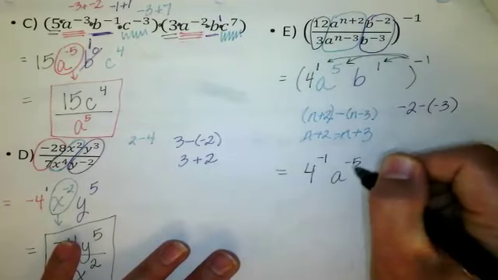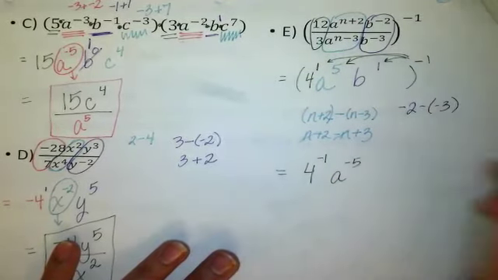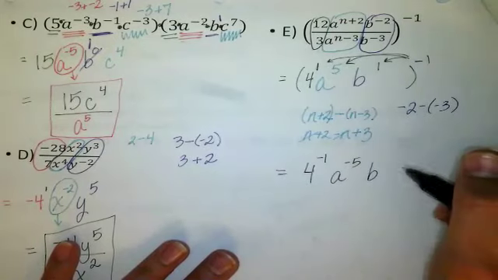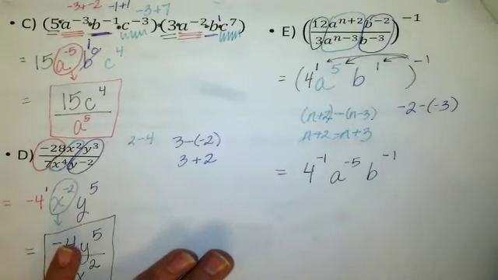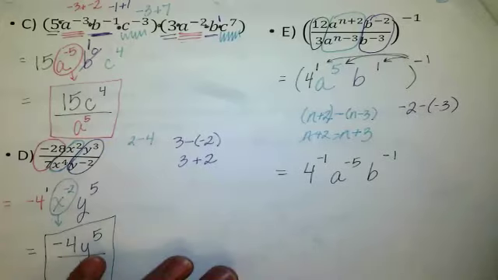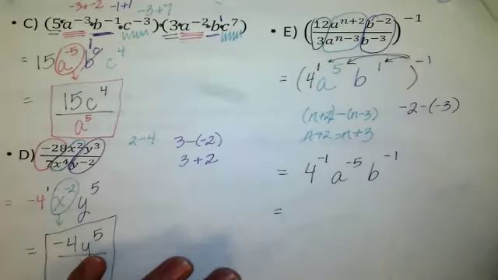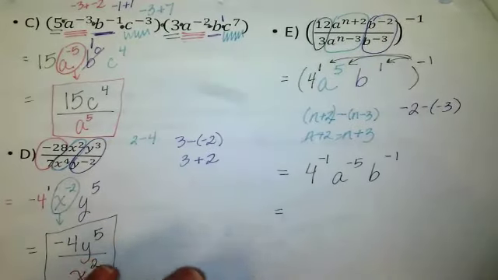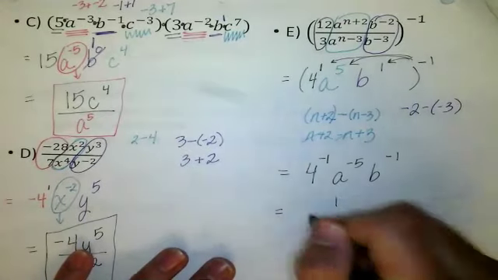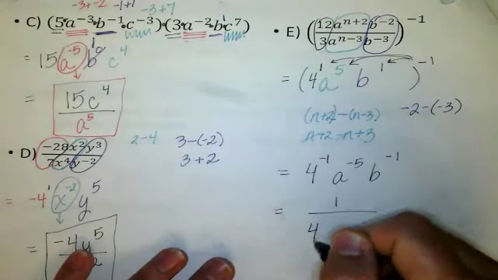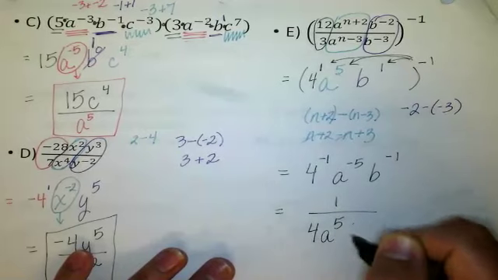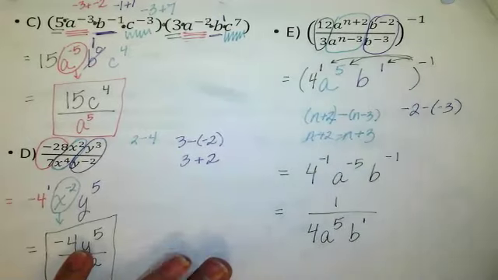And then a to what power? A to the negative 5. Good. 5 times negative 1 is negative 5. And then b to the negative 1. Okay. They all move to the denominator because they're all unhappy. All right. Good. So 1 over 4, a to the happy 5, b to the happy 1 now, which you don't really need to write.